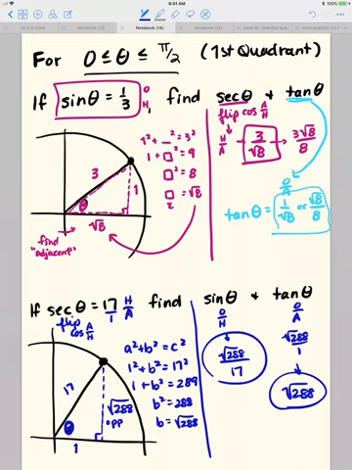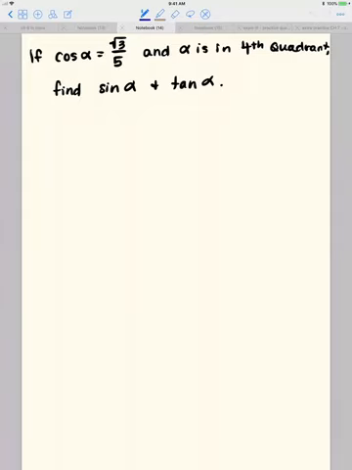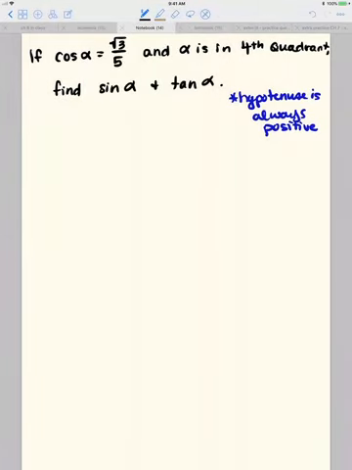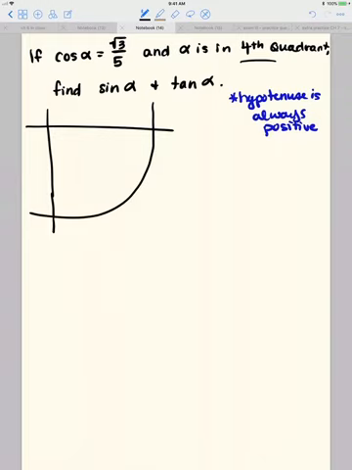When you start moving the angle to different quadrants, it will affect the x and the y coordinates. Okay, so please note that the hypotenuse is always positive whenever you do any of these, but when you start moving into quadrants 2, 3, and 4, the x and the y values can change. So for this problem, we're given that the cosine of alpha is the square root of 3 over 5, but alpha is now in the fourth quadrant. So I'm going to draw a zoomed in fourth quadrant.